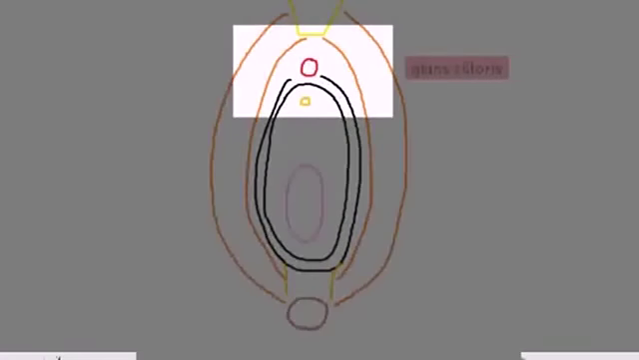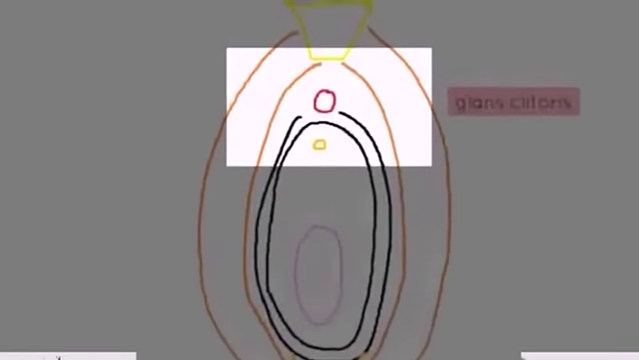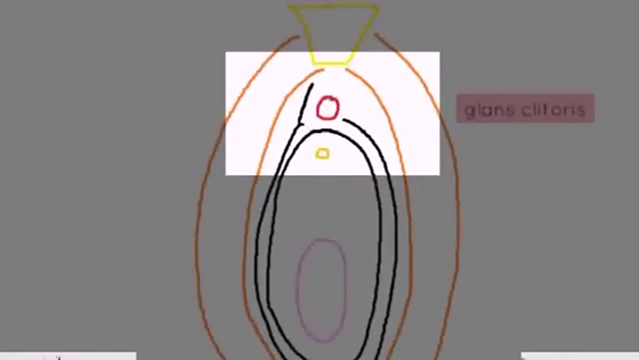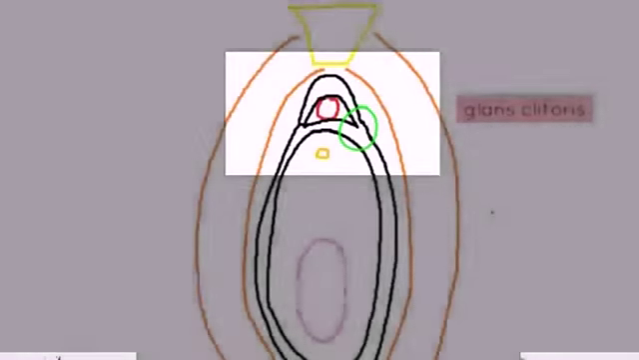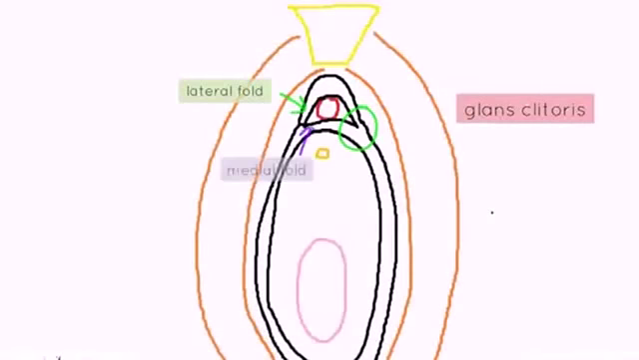Anterior to the urethral orifice you've got the glans clitoris, and the labia minora form folds around the glans clitoris. At the anterior end of the labia minora they bifurcate to surround the glans clitoris. This bifurcation produces two folds, a lateral and a medial fold. Anteriorly the lateral folds meet in front of the clitoris and form what is known as the hood of the clitoris, or the prepuce.